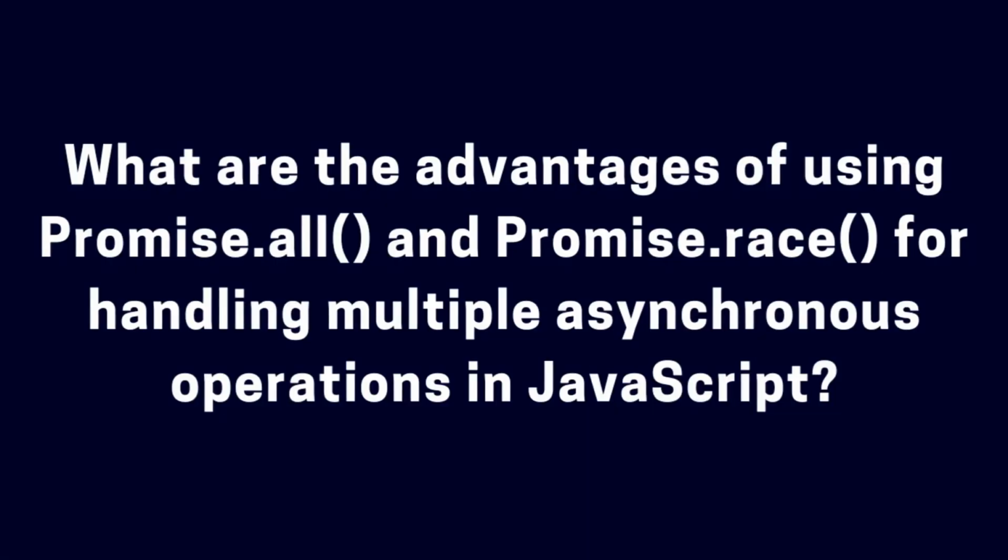What are the advantages of using Promise.all and Promise.race for handling multiple asynchronous operations in JavaScript? Promise.all allows you to run multiple asynchronous operations in parallel and waits for all of them to complete before proceeding. It's useful when you need all tasks to finish successfully before taking the next step. If any promise fails, the entire operation fails. With Promise.race, it resolves or rejects as soon as one of the promises completes, making it useful when you want to proceed based on whichever task finishes first. This approach can help optimize performance when only the quickest result is needed.